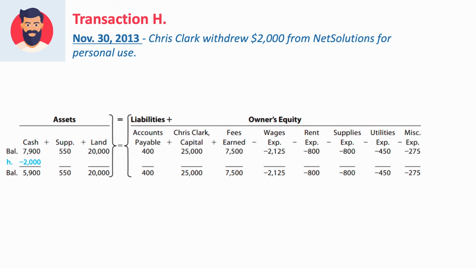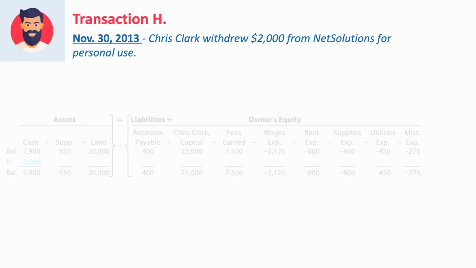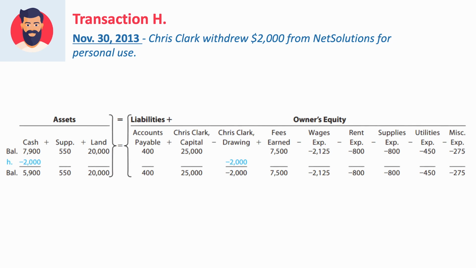Owner withdrawals are identified by the owner's name and drawing. For example, Chris Clark's withdrawal is identified as Chris Clark drawing. Like expenses, withdrawals reduce the amount of cash on the left side of the equation and are recorded in a column to the right of Chris Clark Capital.